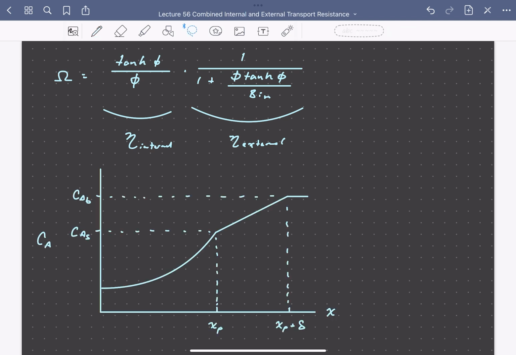So for this system, we might have a concentration profile that looks like this. We have a constant composition in the bulk fluid. We have a linear decrease in concentration of A through the boundary layer, and then we have some depletion of A within the catalyst pellet. So here we've seen how mathematically we can treat systems in which there is combined internal and external resistance to mass or heat transport.